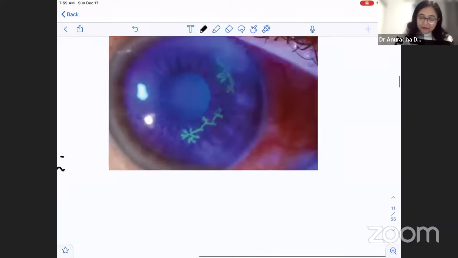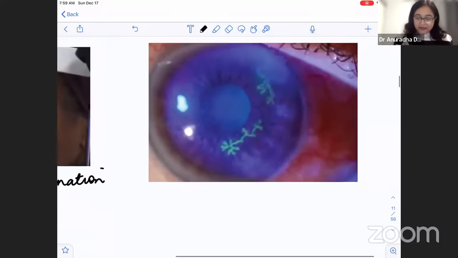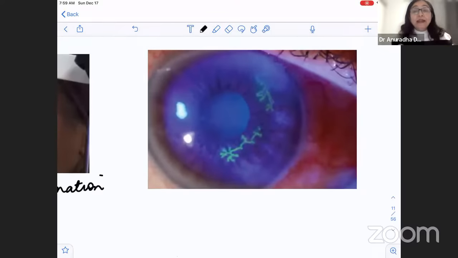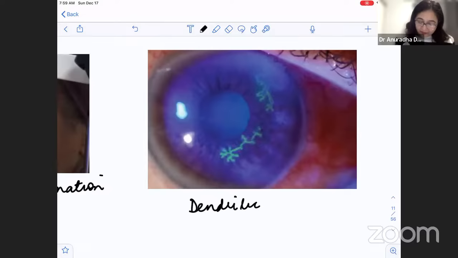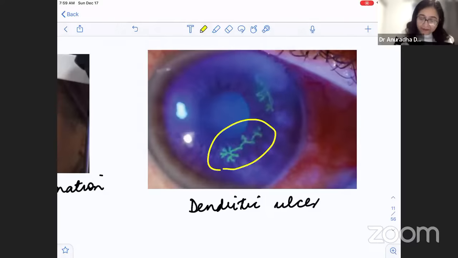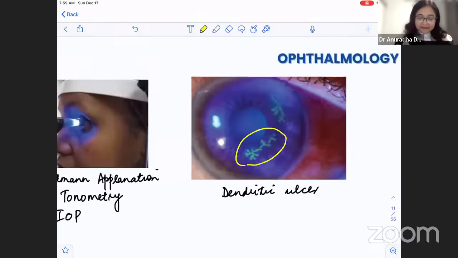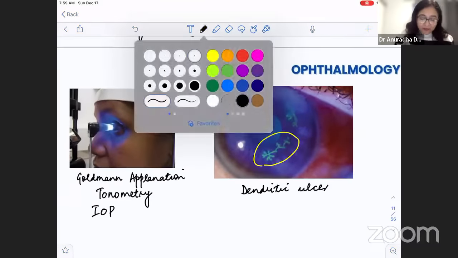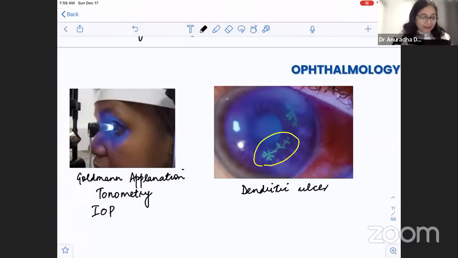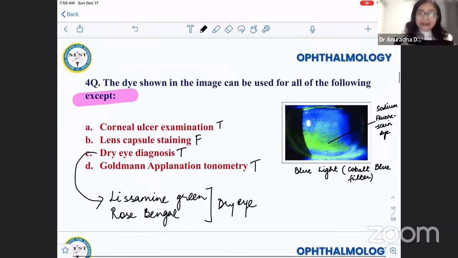Very nice. So this is another example of using fluorescent dye for a corneal ulcer. Here you are looking at a dendritic ulcer which has been beautifully stained by using the fluorescent dye. So fluorescent dye helps you to stain corneal ulcers and corneal abrasions, for dry eye diagnosis and staging, and it is also used for tonometry. So your odd one out, your right answer here, is lens capsule staining. That is not where we use fluorescent dye.